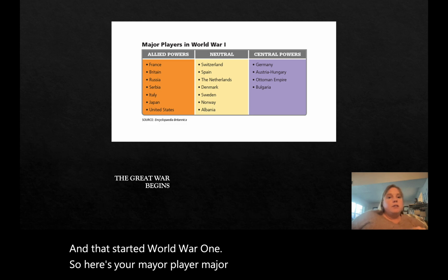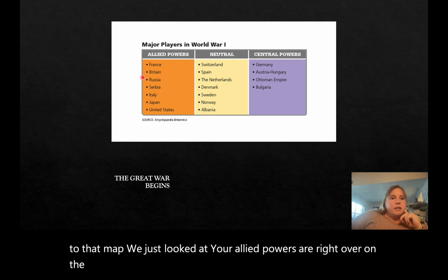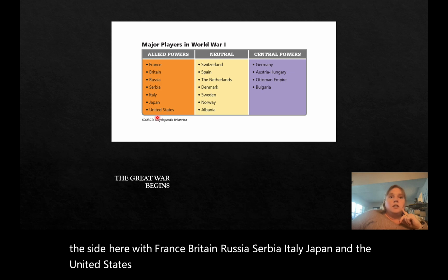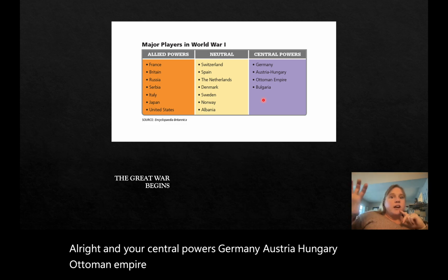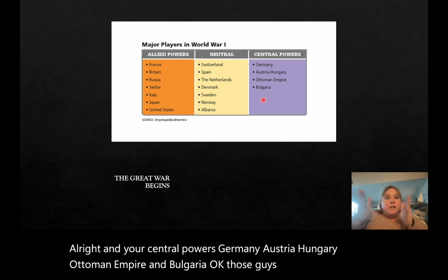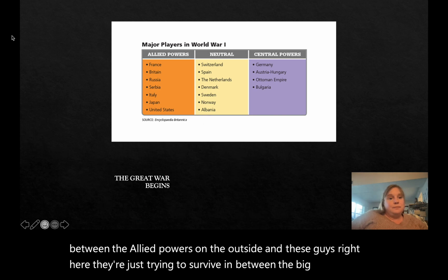Okay, so here's your major players. And this is very similar to that map we just looked at. All right, your Allied powers are right over on the side here with France, Britain, Russia, Serbia, Italy, Japan, and the United States, but later on. And your Central Powers: Germany, Austria-Hungary, Ottoman Empire, and Bulgaria. Those guys are sandwiched in between the Allied powers on the outside. And these guys right here, they're just trying to survive in between the big guys.